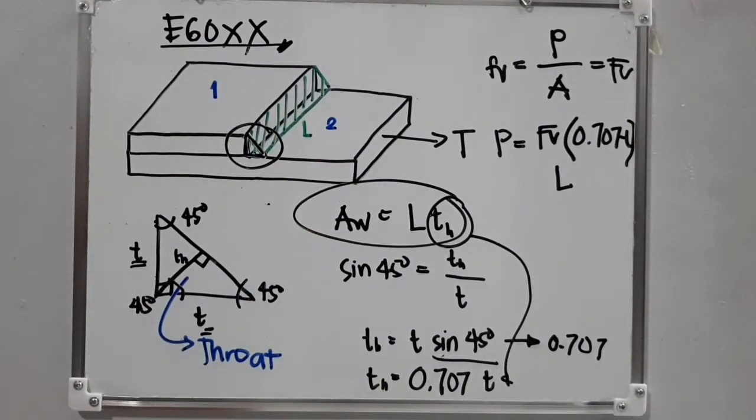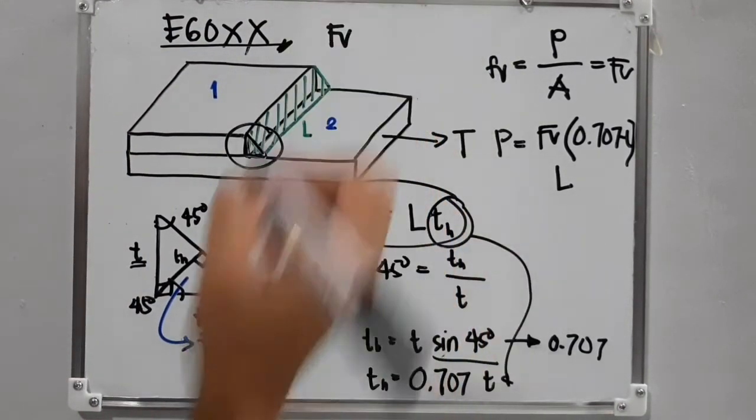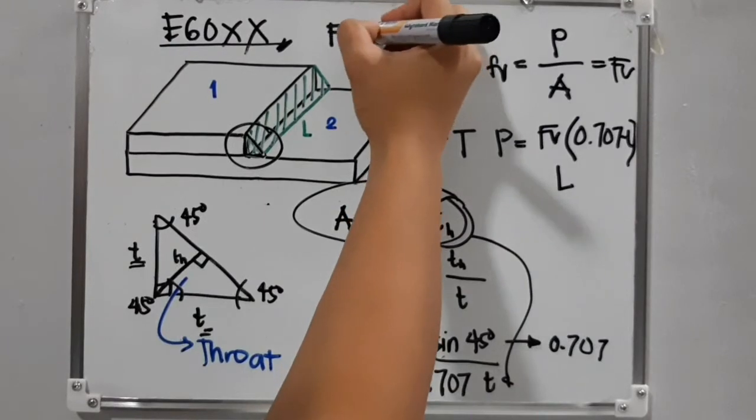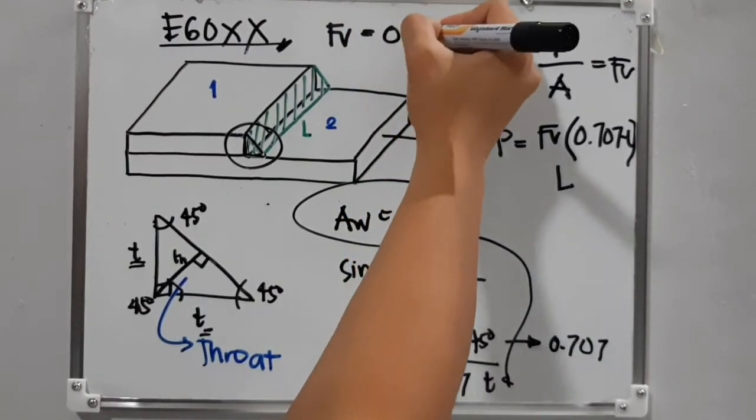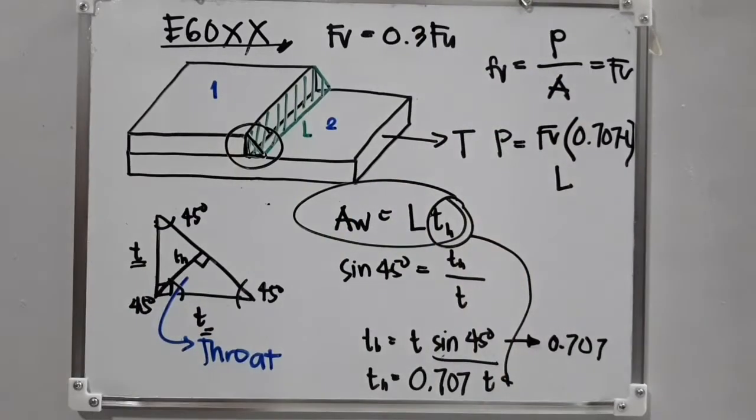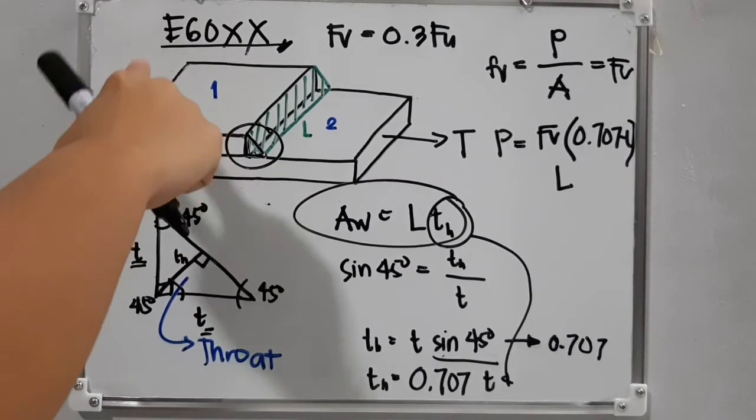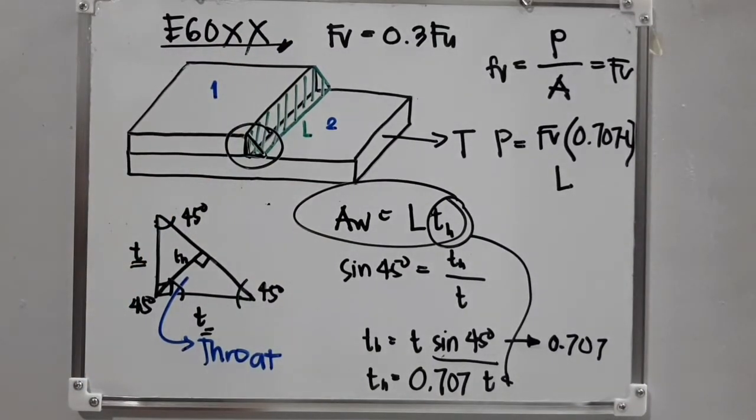If it's an E70 electrode, ibig sabihin 70 KSI yung ginagamit natin na FU. Therefore, if you are not given the value of your allowable shear stress, you will just equate that your allowable shear stress is equal to 30% of your ultimate stress. And if you are not given the value of the ultimate stress, but you are told what type of weld we are going to use, you can identify the value of FU.